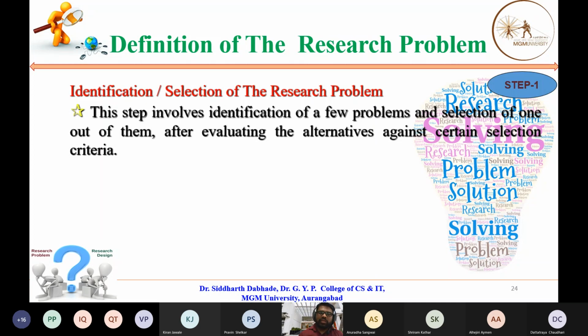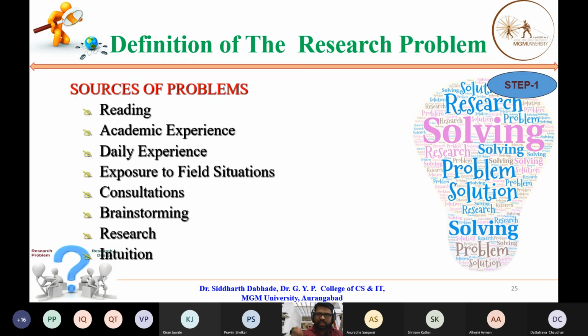These steps involve the identification of a few problems and selection of one of the upcoming emerging trends in your research work. We need to select that particular research domain which will try to fill up the gap in your knowledge. So what are the sources of the problem? Where are you going to find the sources of your problem?